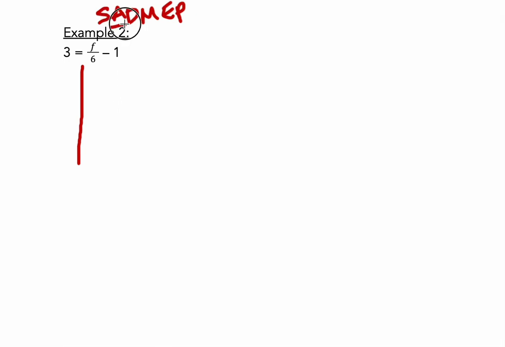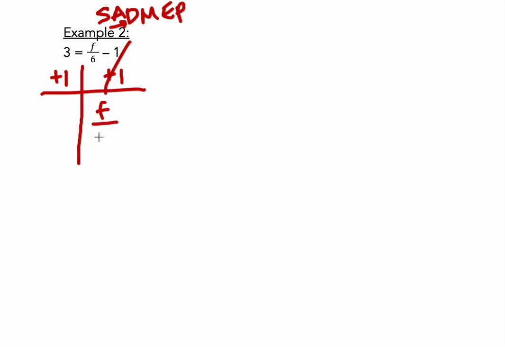SADMEP says we got to add or subtract first. I see a subtraction, so remember it's in reverse. I got to do the opposite, the inverse operation. So even though I see minus 1, I'm going to do plus 1, because the whole point is we want to get f by itself. When I have minus 1 and plus 1, they cancel each other out because they're opposites of each other.